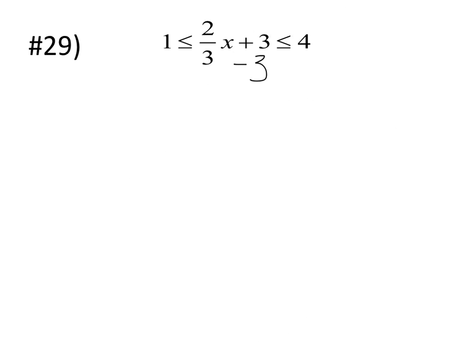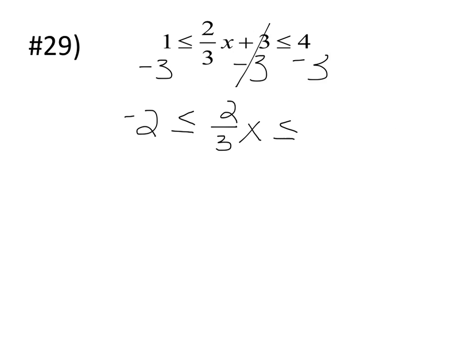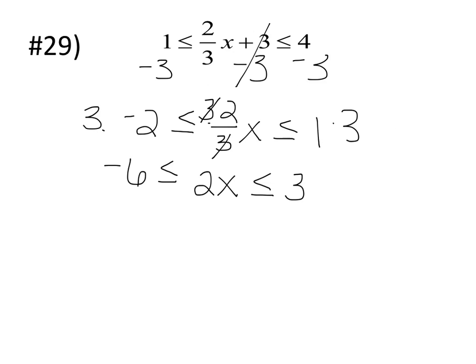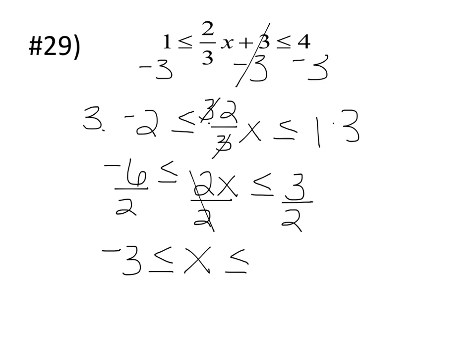Okay, here, same thing. We're going to subtract 3 from all three sides, giving us negative 2 is less than or equal to 2/3 x, which is less than or equal to 1. Now we want to get rid of this fraction, so we're going to multiply 3 by all three pieces. You could multiply by the reciprocal, but that's going to give you a bunch of fractions, and we don't want to deal with that. So here we have negative 6 is less than or equal to 2x, because our 3's cancel, which is less than or equal to 3. Now we're going to divide by 2, which is unfortunately going to give us some fractions anyway. So we have negative 3 is less than or equal to x, which is less than or equal to 3/2.